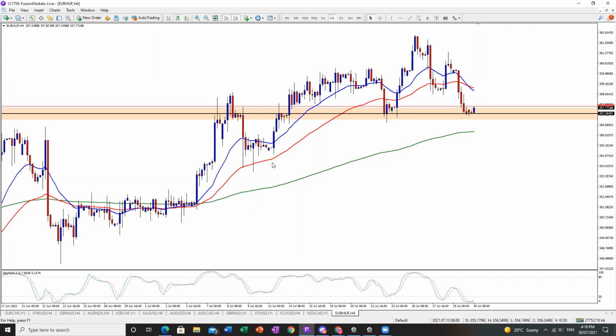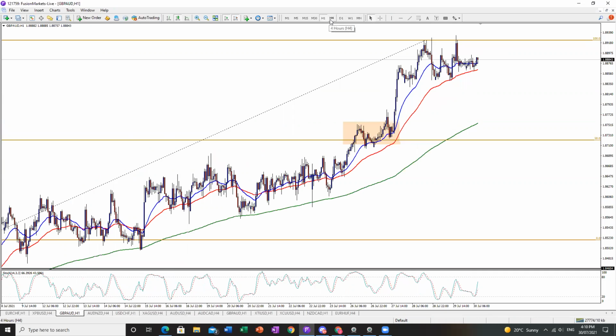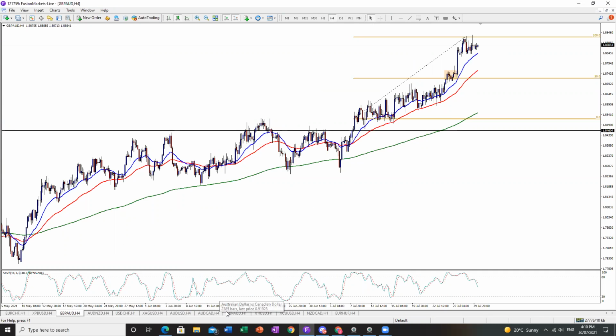Dimitri, is pound Oz not consolidated? Just wait for it to break, Dimitri. No, so it's... wait, did you say pound Oz? Pound Oz, I had it marked out on the other chart here.